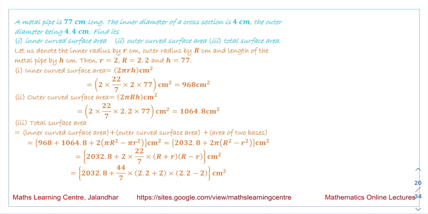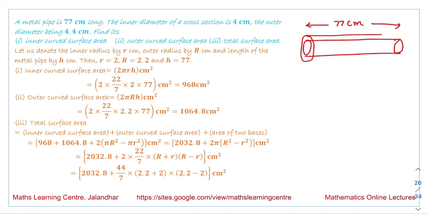Next, it is given that a metal piece is 77 centimeter long. The inner diameter of a cross section is 4 centimeter, and the outer diameter is 4.4 centimeter. So we are saying that the metal piece is like this. How long is it? It is 77 centimeter long.